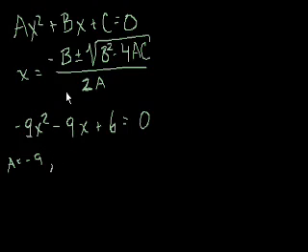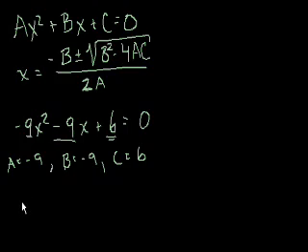What does b equal? Well, b is the coefficient on the x term, so that's this term here. So b is also equal to minus 9. And c is a constant term, which in this example is 6. So c is equal to 6. Now we just substitute these values into the actual quadratic equation.